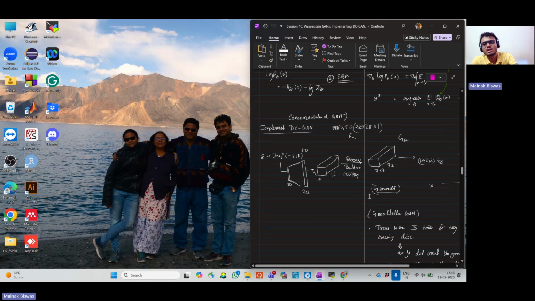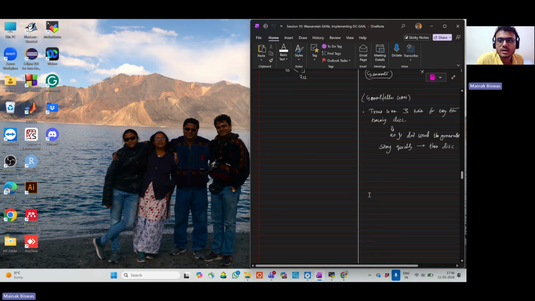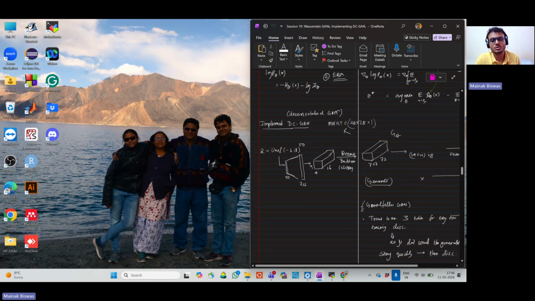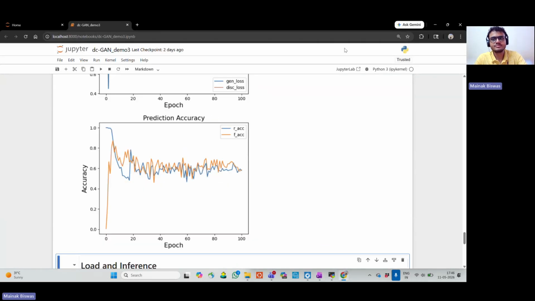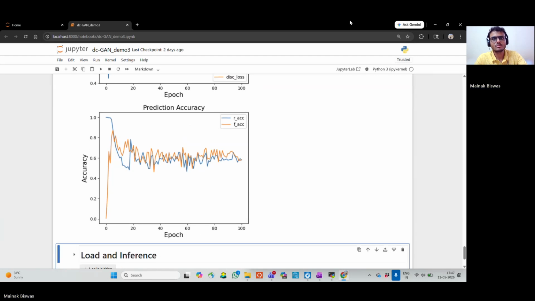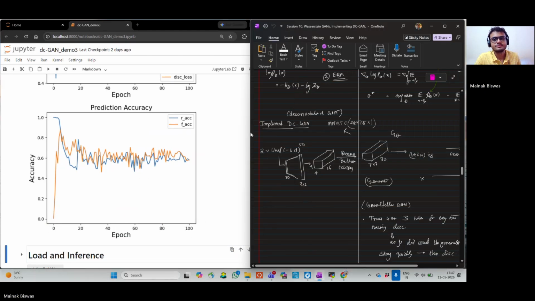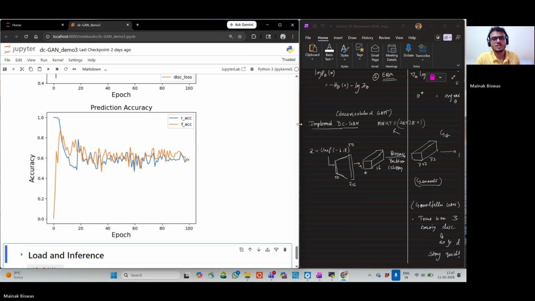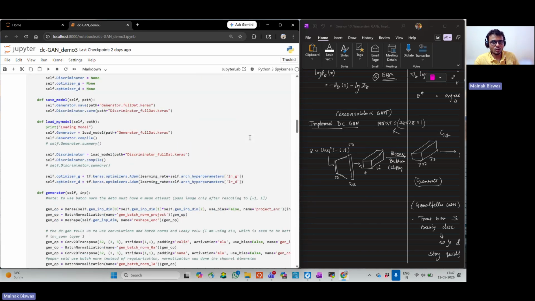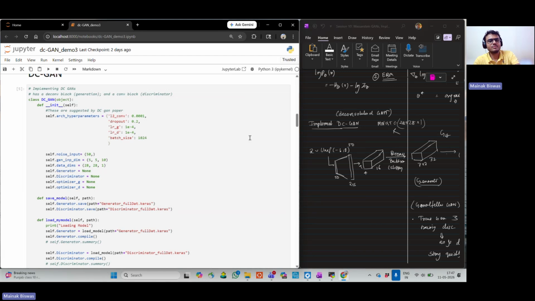It's much simpler code compared to diffusion models and VAEs, but GANs are very difficult models to train. So let's see how we have implemented it. First of all, I will load the MNIST data as I've been doing in the past, and then I have these parameters.